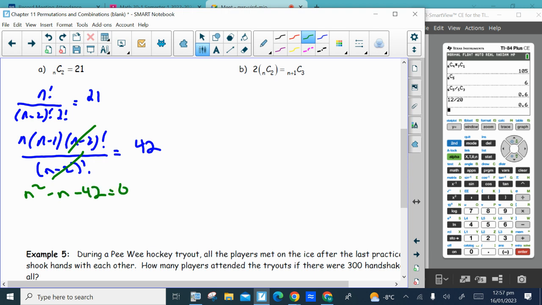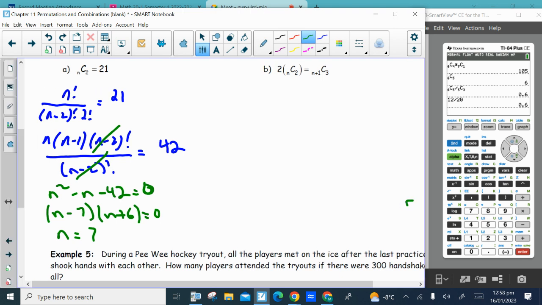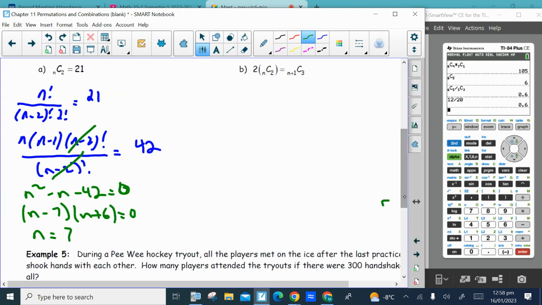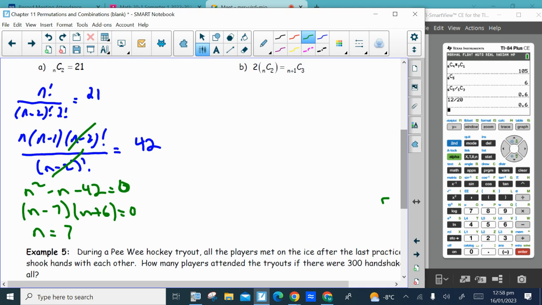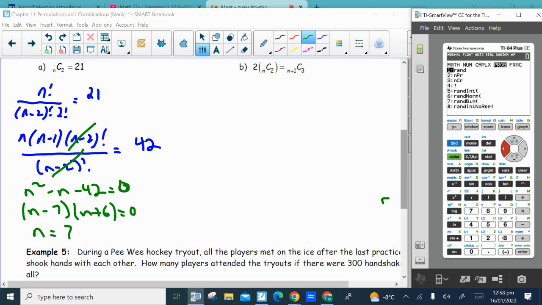And to solve a quadratic, we always make it equal to 0. And then we factor. This will be n minus 7, n plus 6. So therefore, n can only equal 7. Negative 6 is extraneous, because, again, n refers to the number of items you're choosing from. You can't choose from a negative number of items. And we can check this in our calculator. What is 7c2? It does equal 21, so it checks.